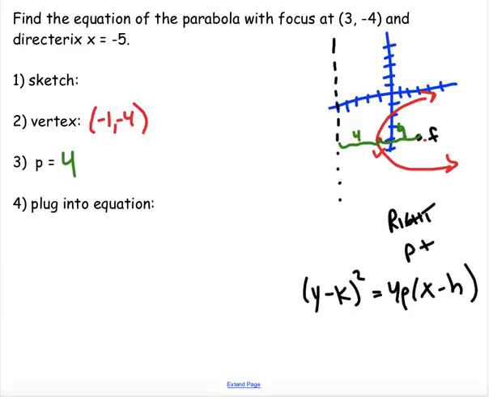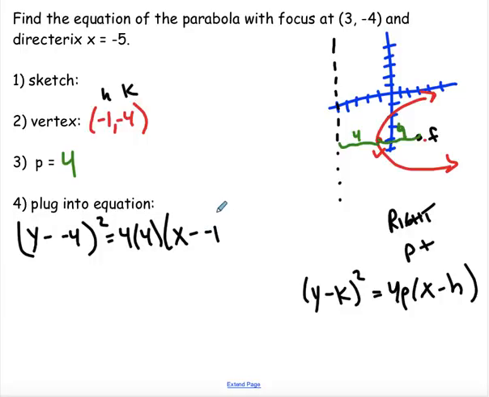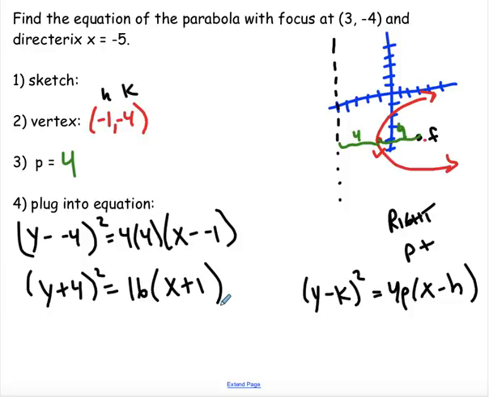All right, so plug it into the equation and we're done. So (y minus k), -4, squared equals 4 times P, which is 4, times (x minus h), which is -1. So clean it up a little bit. It'll be (y plus 4) squared equals 16(x plus 1). Okay, so that's our notes for today.